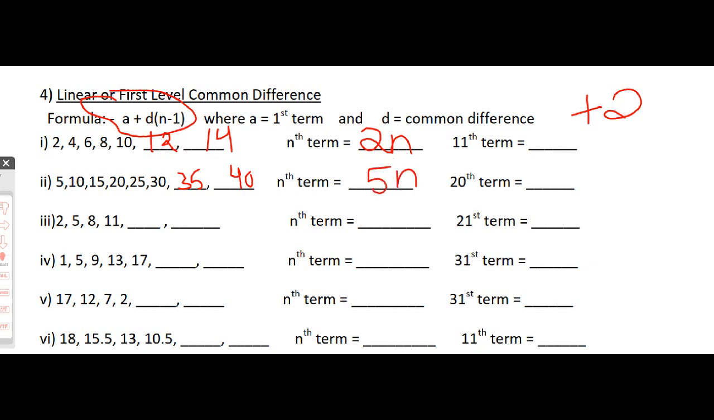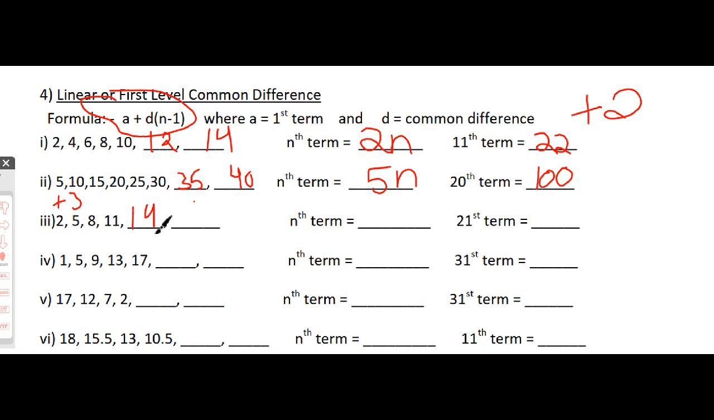I missed the 11th term over here. The 11th term for 2n will be 2 times 11, 22. And the 20th term for 5n will be 5 times 20, which is 100. Okay. Third question, number 3: 2, 5, 8, 11. Now what's happening over here? It isn't a table of any number. What's happening is we're adding plus 3 in every case. 2 plus 3 is 5, 5 plus 3 is 8, 8 plus 3 is 11. Then the next number will be 14, and then 14 plus 3 will be 17.